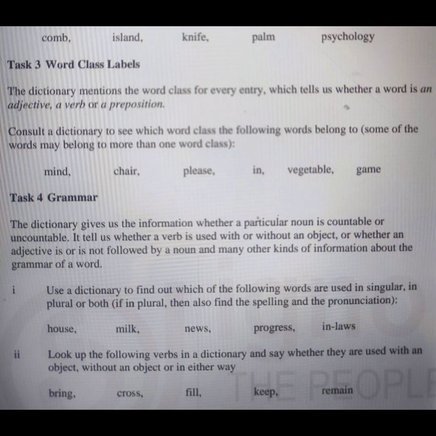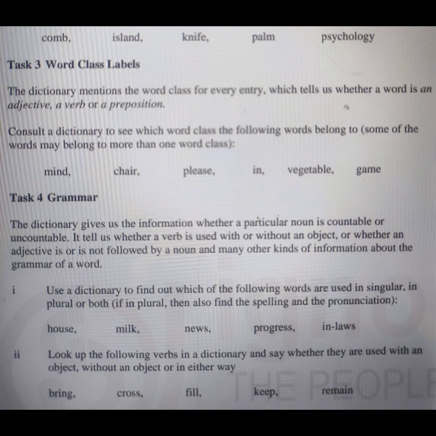Task 3: Word class labels. The dictionary mentions the word class for every entry, which tells us whether a word is an adjective, a verb, or a preposition. Consult a dictionary to see which word class the following words belong to. Some of the words may belong to more than one word class. Mind, chair, please, in, vegetable, game.